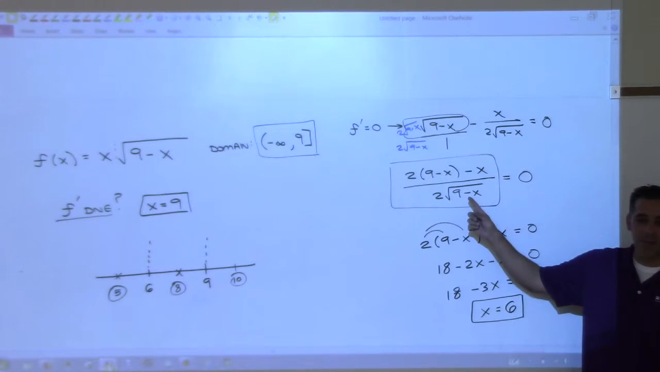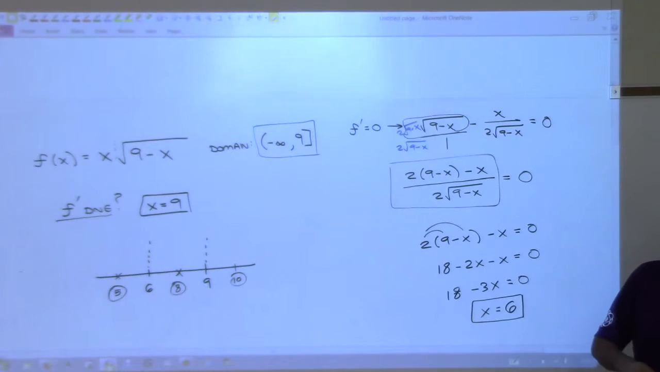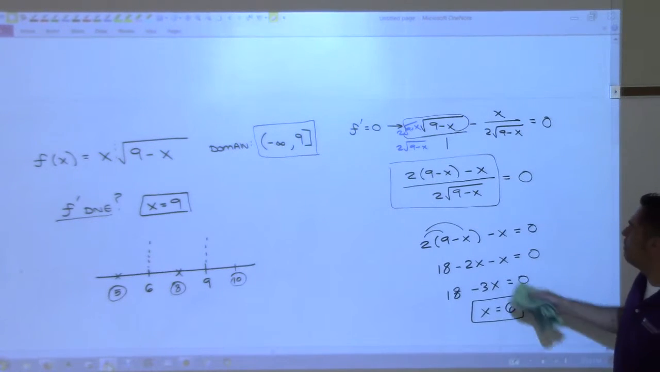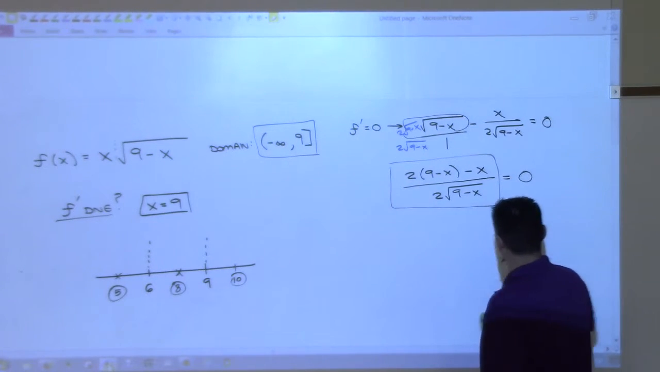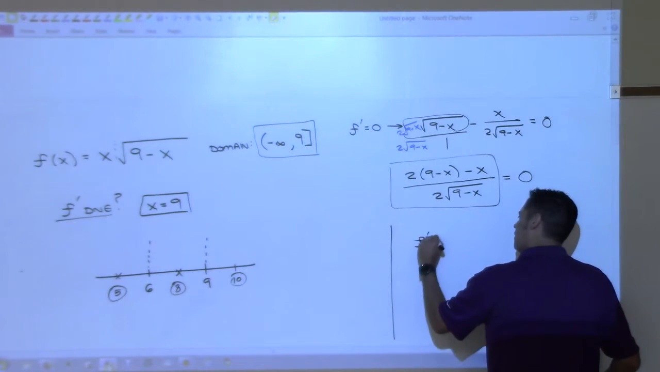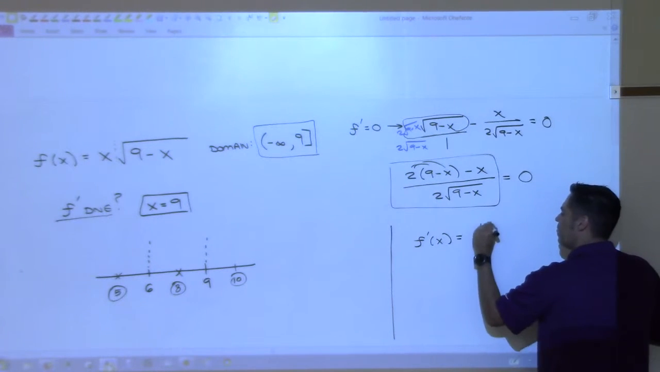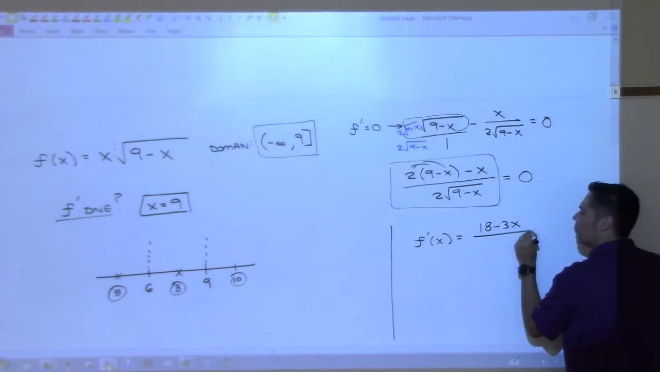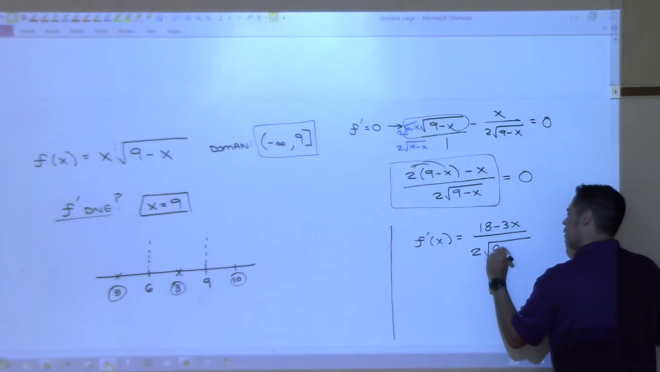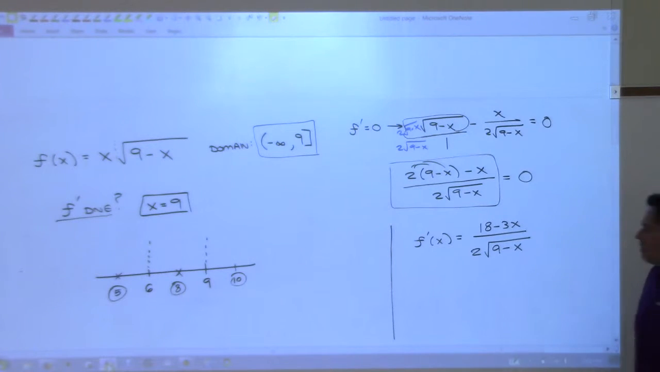Now, here's the derivative, right? When you go to plug these numbers in, this is the point where you want to really make sure your derivative is cleaned up as much as possible. So I'm going to take that and clean it up even more. Just rewrite my derivative here. When I distribute that through, we already did that earlier. This was 18 minus 3x over 2 root 9 minus x. I think that's the cleanest version of the derivative that I have. And now it should be somewhat easy to plug these numbers in.